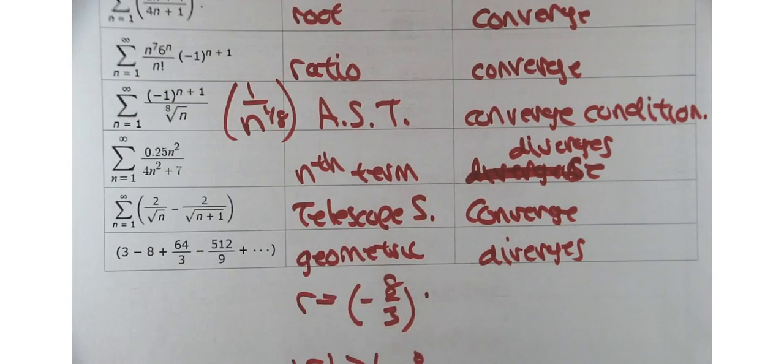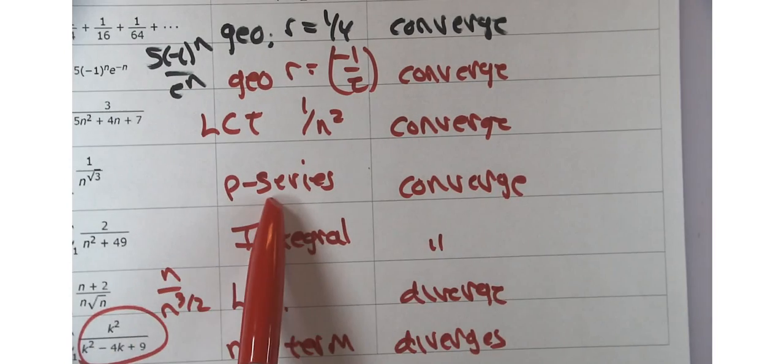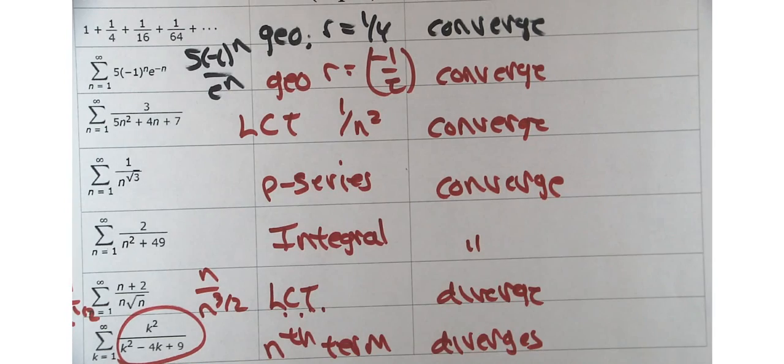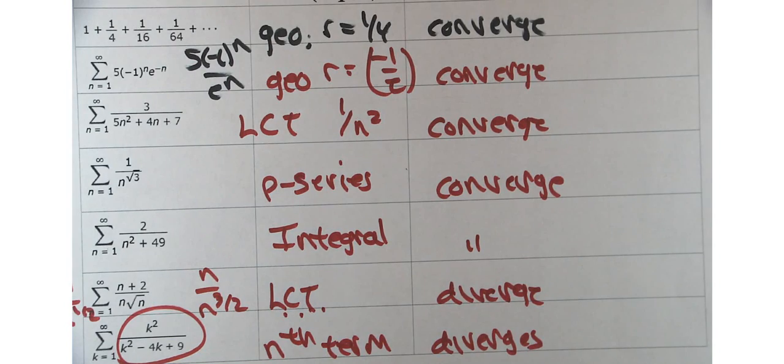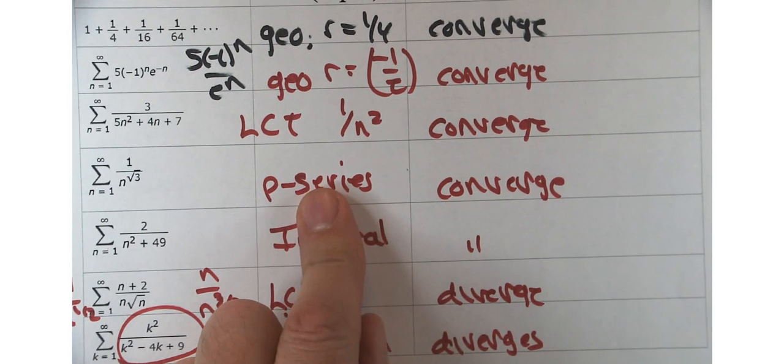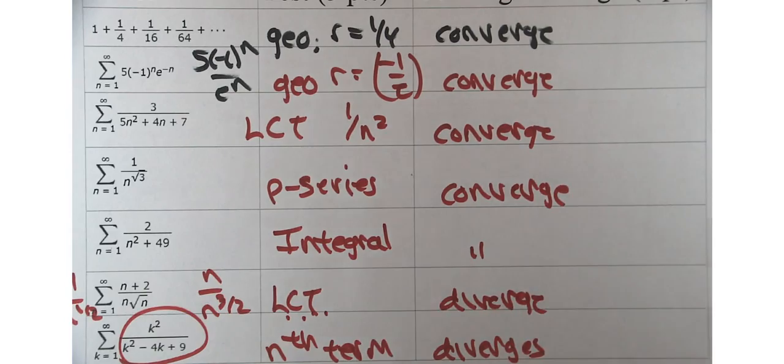Alternating series test, that one's a good one. P-series test, that one's a giveaway. If you get a P-series, like, Mr. Parent's favorite team won over the weekend. Great. So, P-series is pretty nice. That one's kind of a slam dunk if you see it.